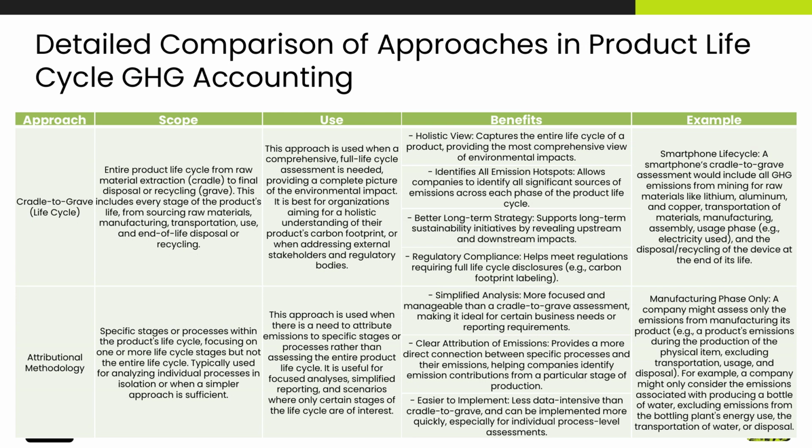On the other hand, attributional analysis focuses on specific life cycle stages, identifying emissions associated with distinct processes. This targeted approach allows companies to manage emissions more effectively by pinpointing inefficiencies. An example is manufacturing, where emissions from production and logistics are key focal points. Both methods bring unique benefits, allowing businesses to tailor strategies to their specific goals and operational needs.